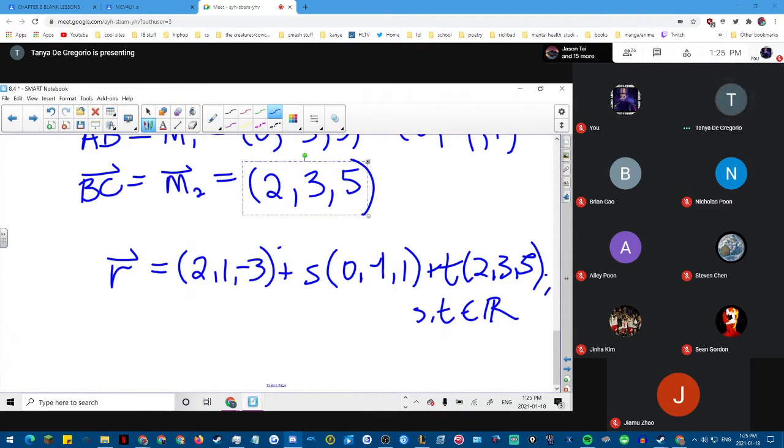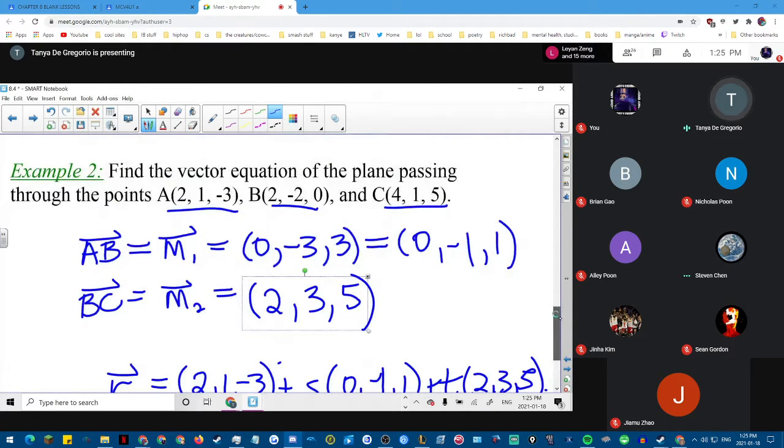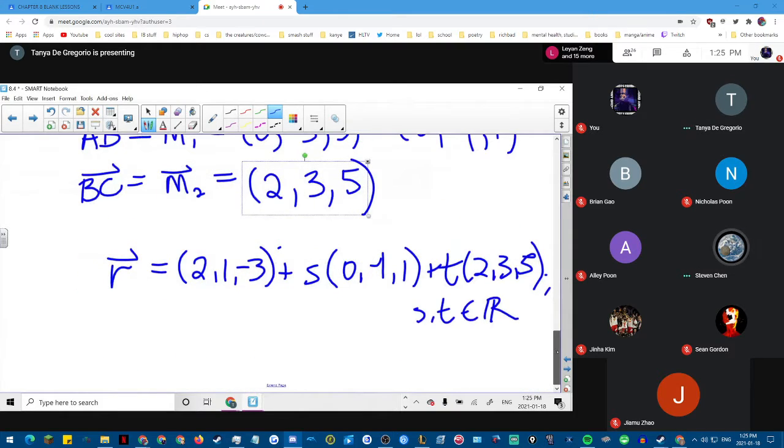Okay. Are there any questions? Yeah, I have a question. Yeah, talk to me. For the second vector, can you do AC? Yeah, you can. For sure you can. Okay, so the values would be different? You can do BA. You can do CB. You can do CA. Yep. Oh, okay. Yep. Okay, thank you. Yeah, no problem.